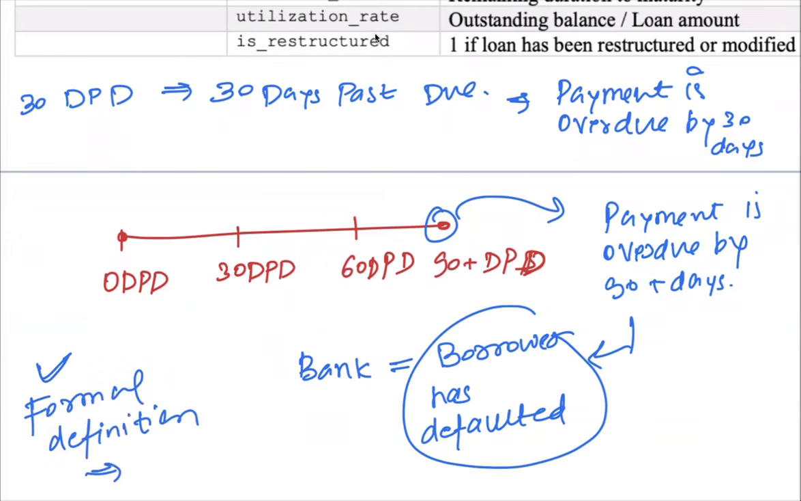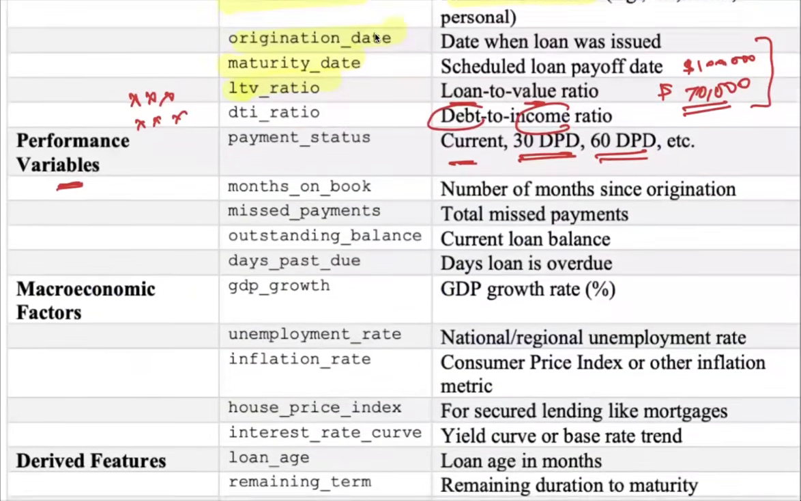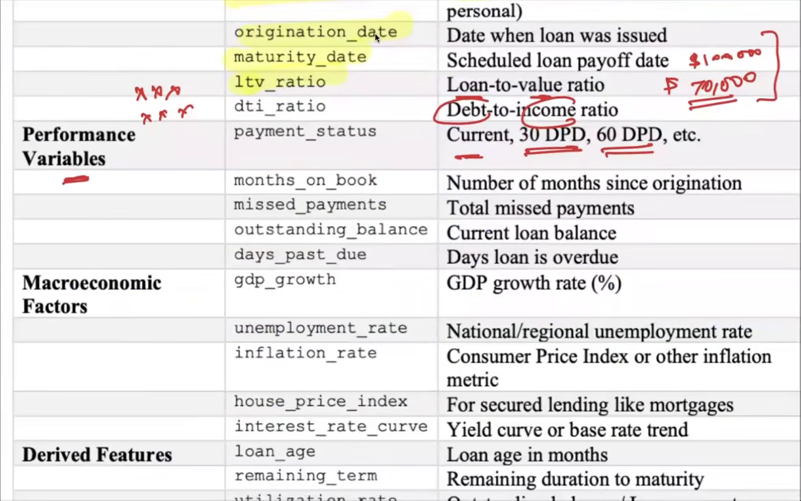Even in the interviews, you can be asked, what was your definition of default? You have to say that when I was doing the credit risk modeling project, we considered 90 plus DPD, or you can say we considered 90 days to be our default, which means if someone is not paying the loan for the last 90 days or 90 plus days, that's where you can say that the borrower has defaulted. Is this clear? Okay, thank you.